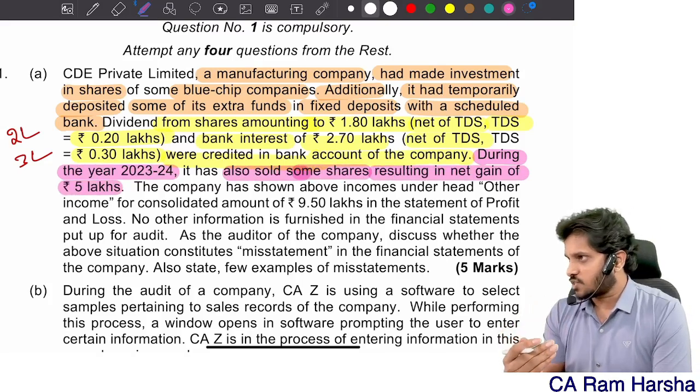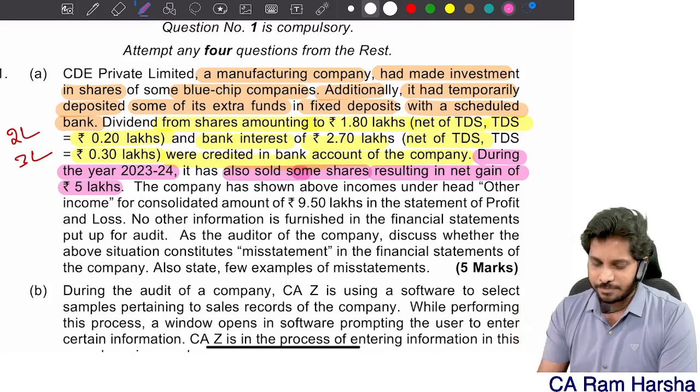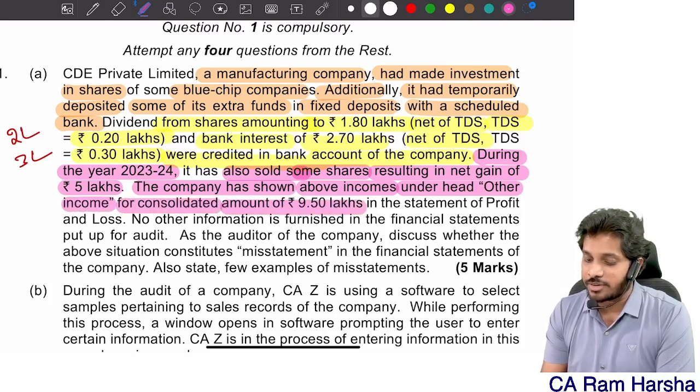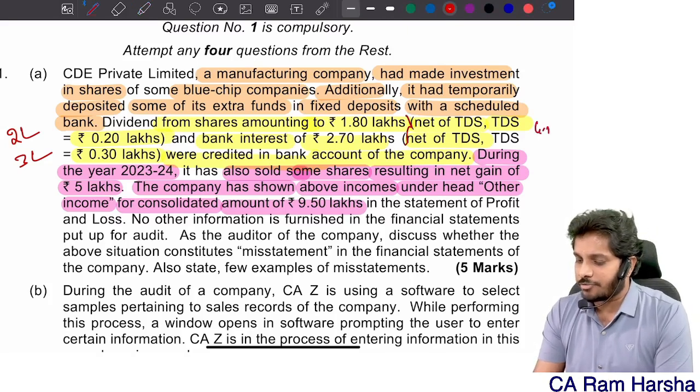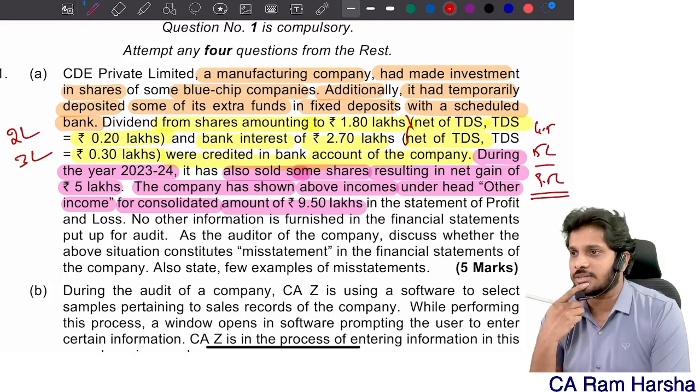Profit on sale of investments, that is also another income, correct? The company has shown the above incomes under other income for a consolidated amount of 9.5. So probably they showed how much? 2.7 plus 1.8, 4.5 plus 5 lakhs profit, totally 9.5 lakh. They showed it under the P&L account, credit side, other income.